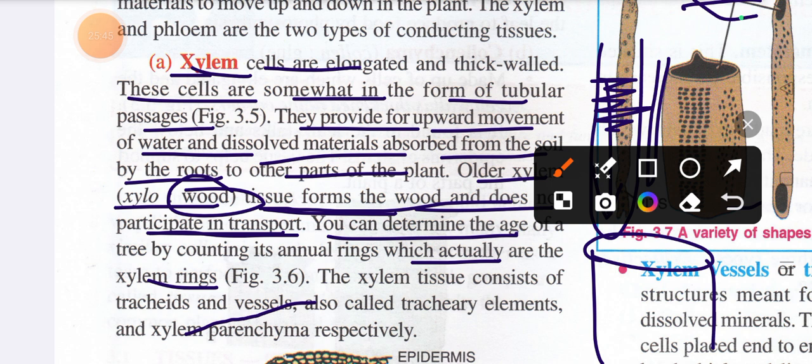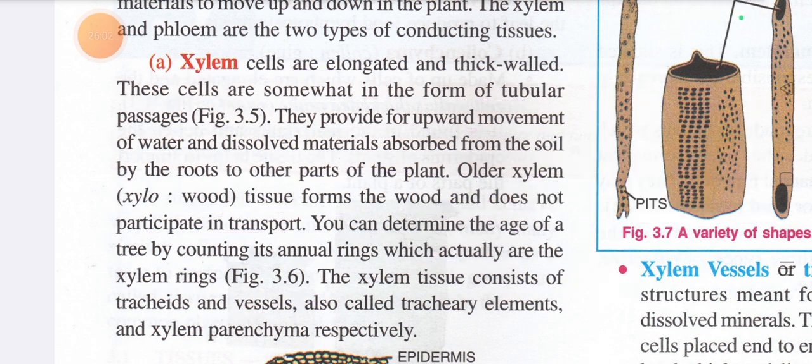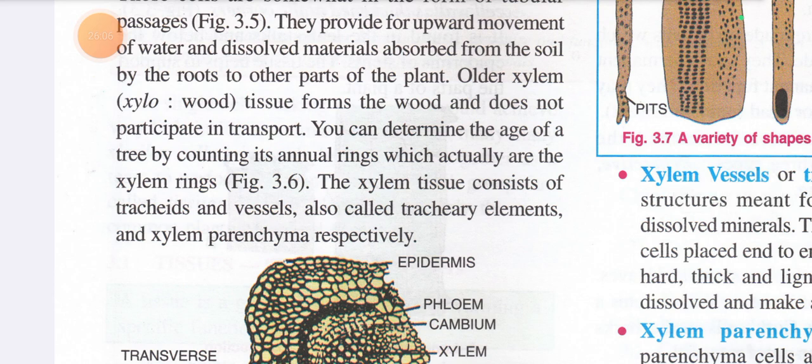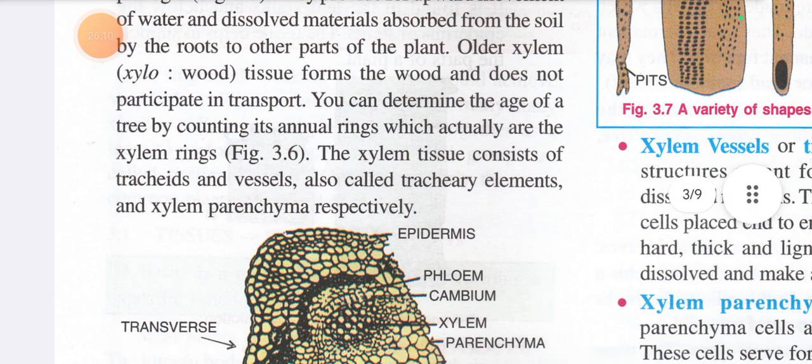Let's say this is the tree bark, and then there are so many layers: one layer, two layers, third, fourth, fifth, sixth, seventh, eighth, ninth, and so many layers. Each year, one layer deposits. So this is how the age of a tree is counted, by counting its annual rings.